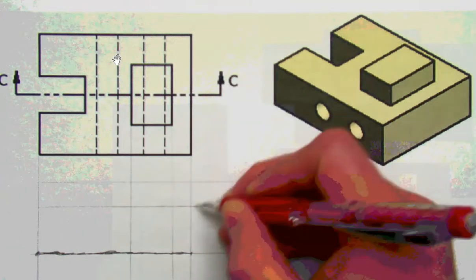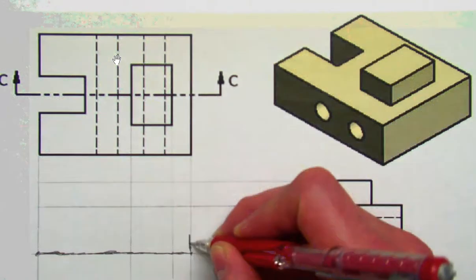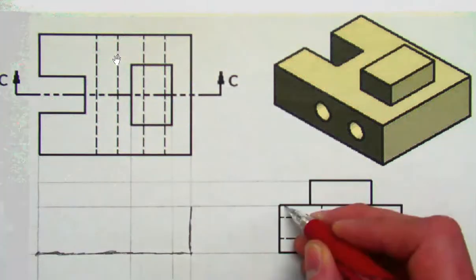So I convert these construction lines into object lines until I hit this height.